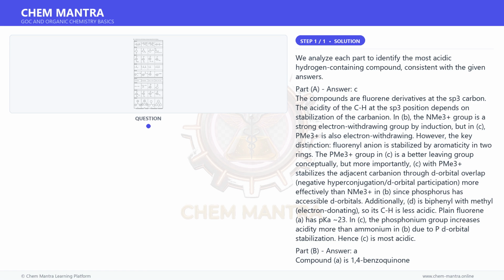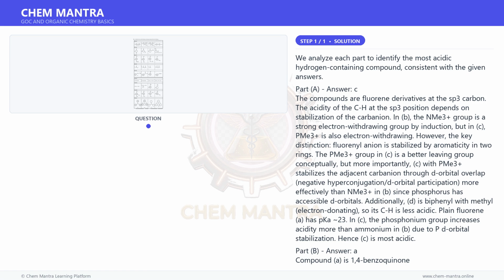Part A. Answer C. The compounds are fluorene derivatives at the sp3 carbon. The acidity of the CH at the sp3 position depends on stabilization of the carbanion. In B, the NMe3+ group is a strong electron-withdrawing group by induction, but in C, PMe3+ is also electron-withdrawing. However, the key distinction: the fluorenyl anion is stabilized by aromaticity in two rings.